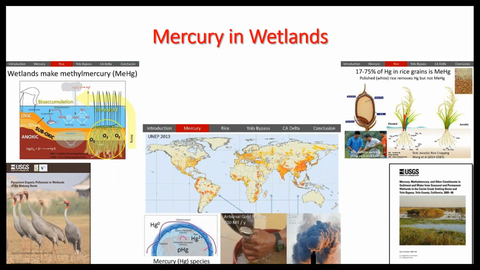These are some pictures about mercury in wetlands. There is a general picture here of the places where we have more mercury pollution. This picture is about persistent organic pollutants in wetlands, and some other pictures about mercury pollution in wetlands. Next slide, please.